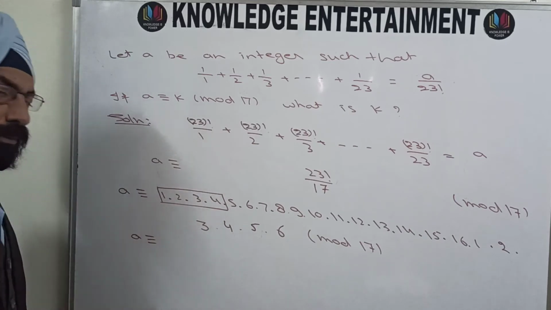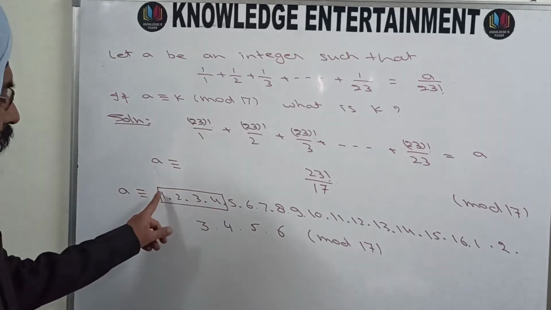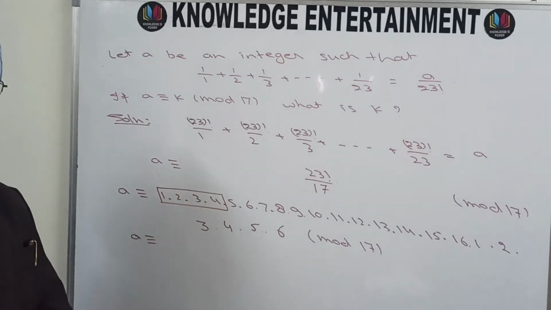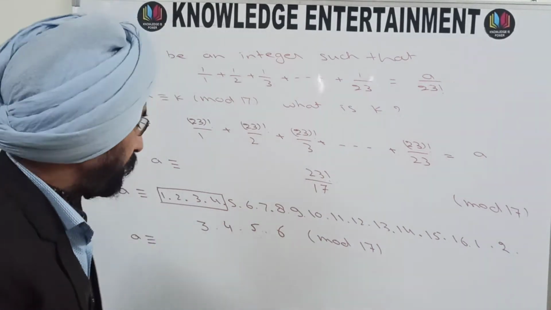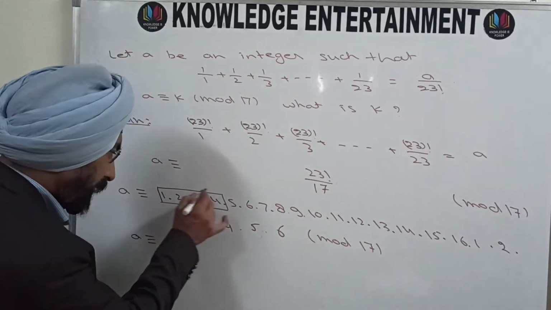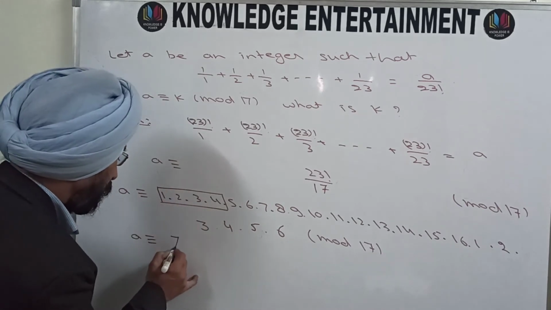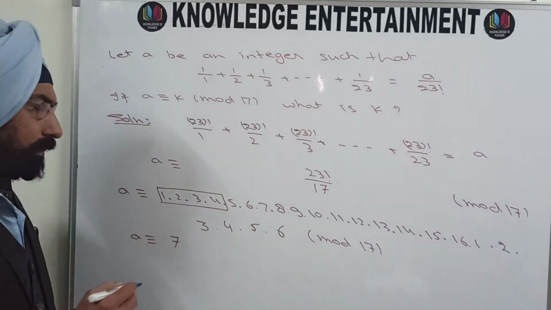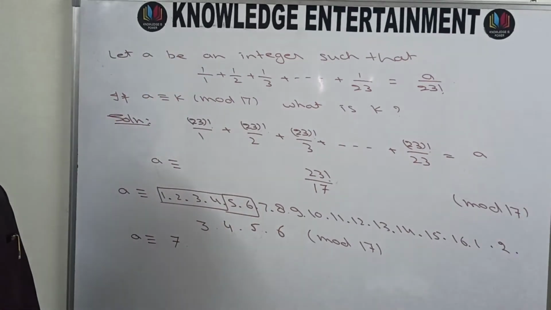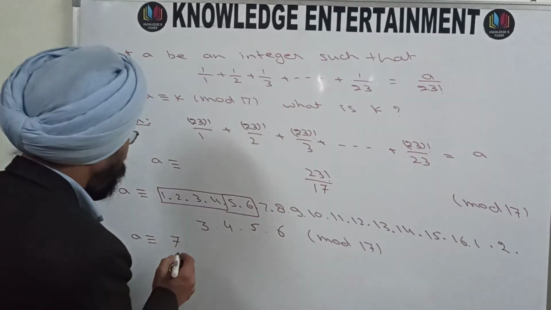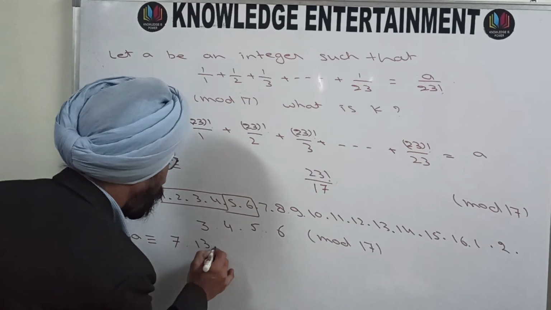Consider the first four terms, the product of the first four. 1 into 2 into 3 into 4 is 24. And if 24 is divided by 17, the remainder obtained will be 7. So this whole can be replaced by 7. 5 into 6, 30 divided by 17 will give you remainder 13.